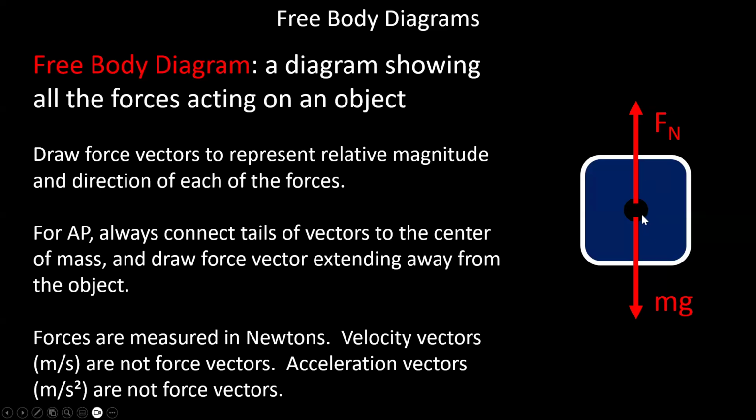Right. So, do you guys see mg? This is the Earth pulling down on the block, right? Guys, if the Earth pulls down on the block, what is the equal and opposite force always to the Earth pulling down on the block? And it is not the normal force. What's the equal and opposite to Earth pulling down on the block?